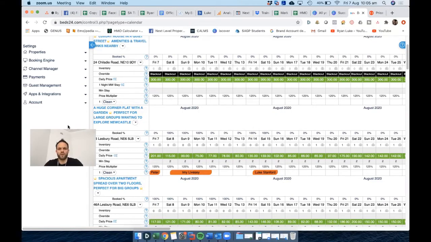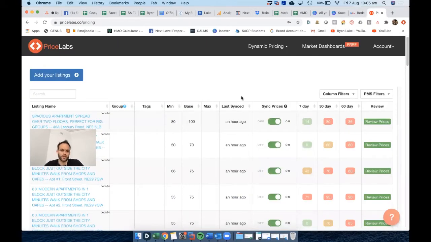Now there's various different theories on pricing. Some people think that you should increase your prices the closer the stay becomes and have discounts further out. I actually work on the other model, so I have a high price set further out, and I discount it down to a certain level as we get closer to that stay.